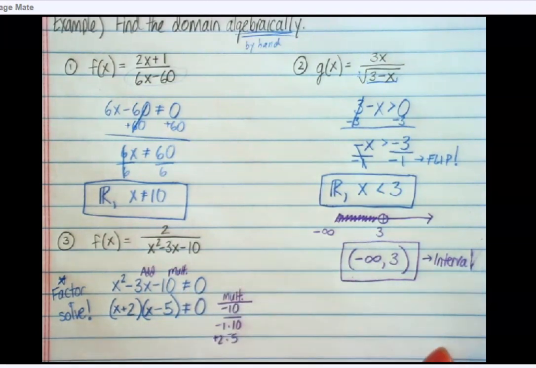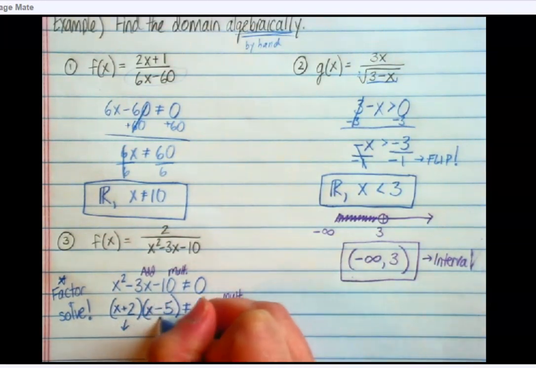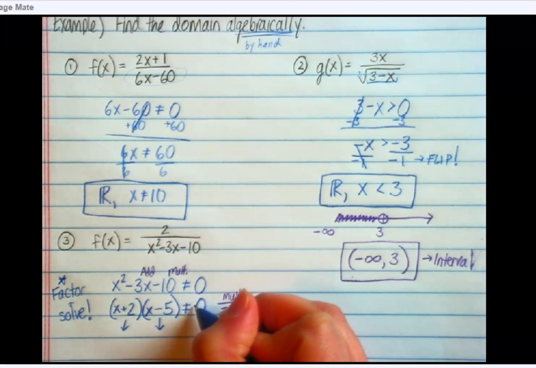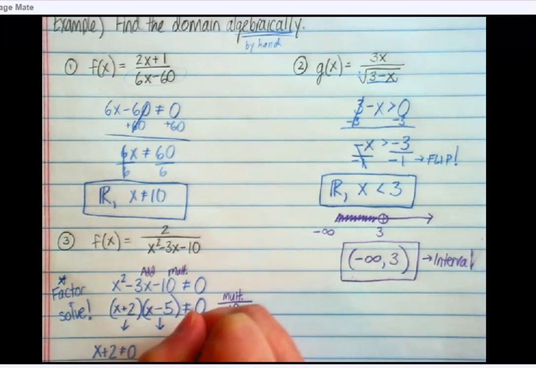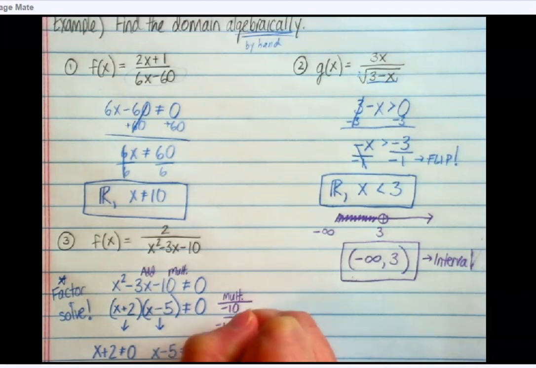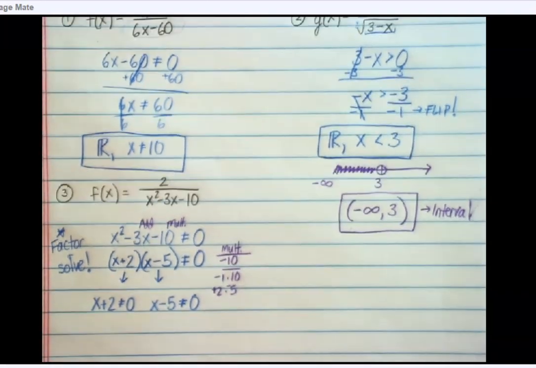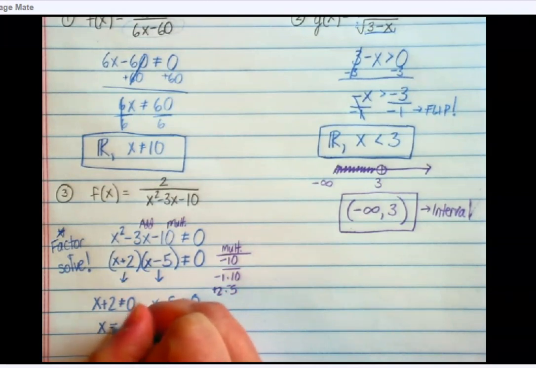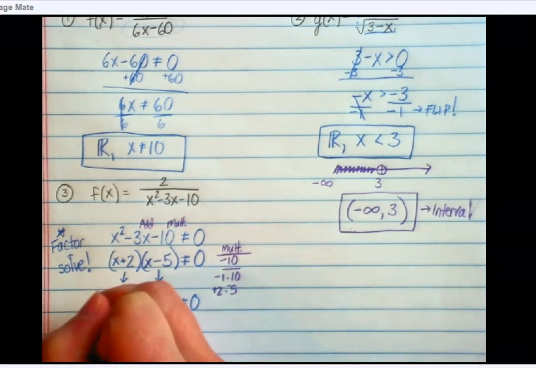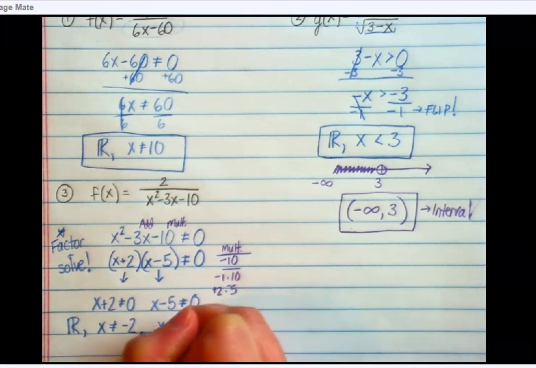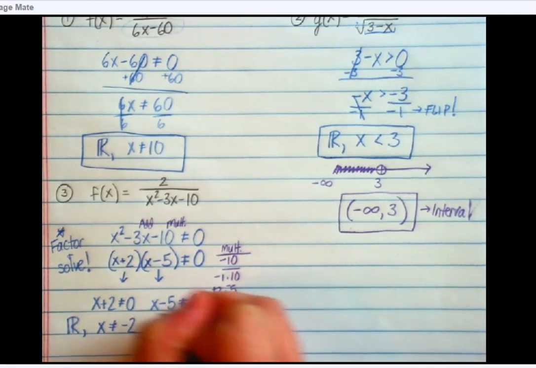And remember, factoring, the way you solve is you just set each factor, in this case not equal to 0. So x plus 2 cannot equal 0, and x minus 5 cannot equal 0. And then I would solve those. So I would end up with x cannot equal negative 2, and x cannot equal 5. So my domain would be all reals with these 2 exceptions.